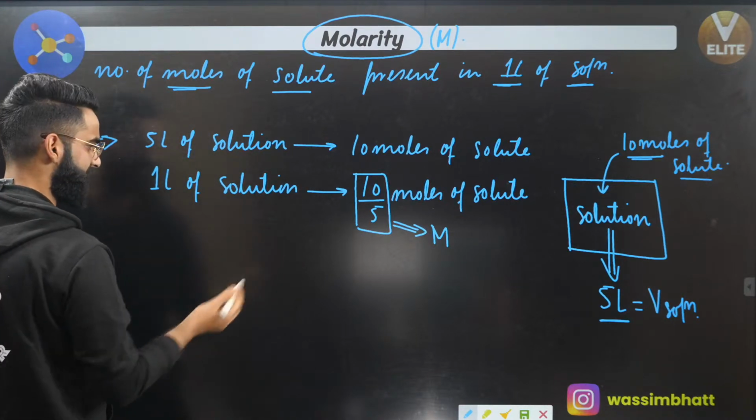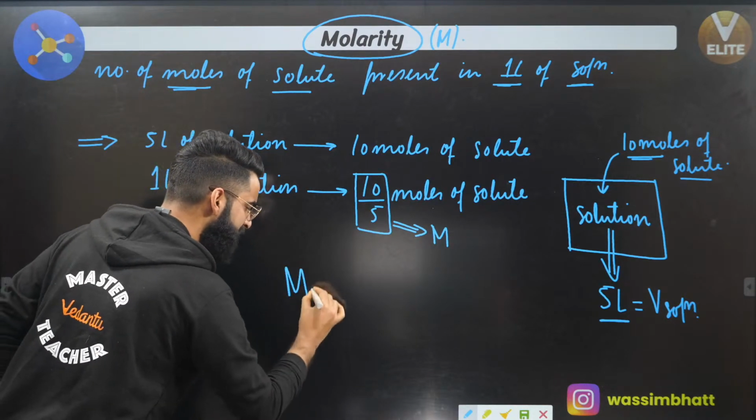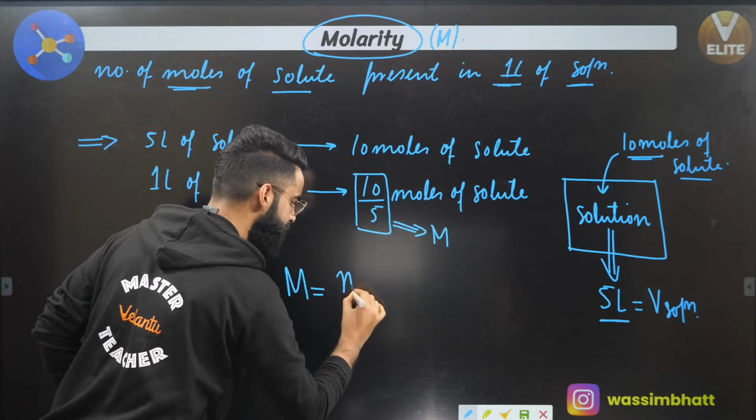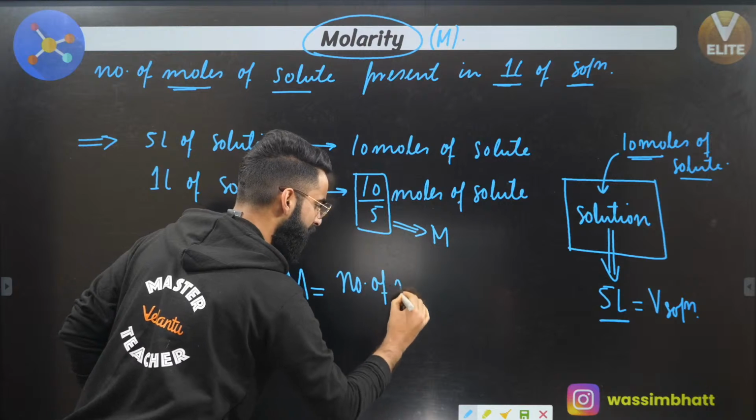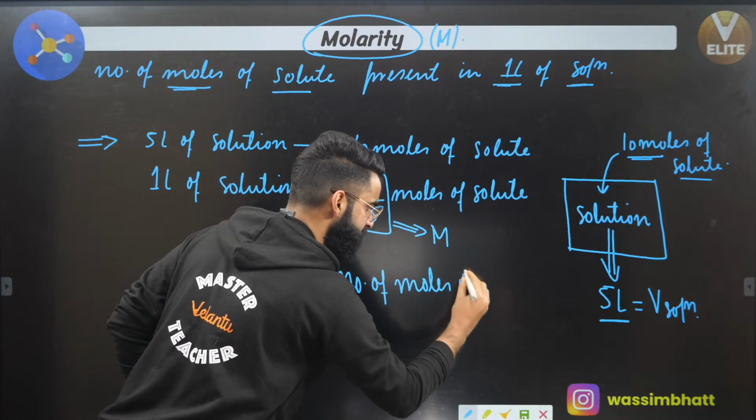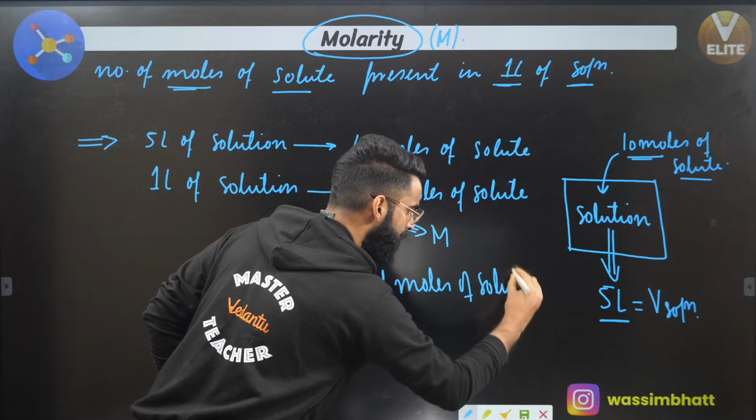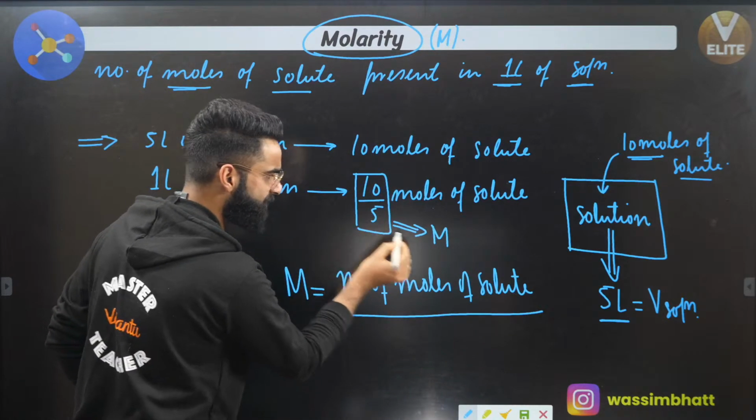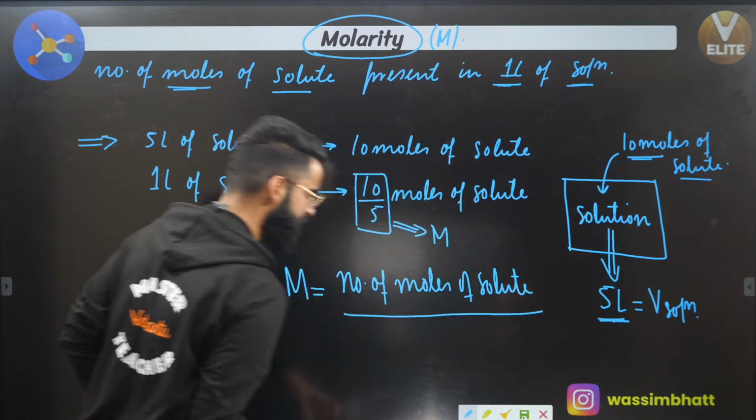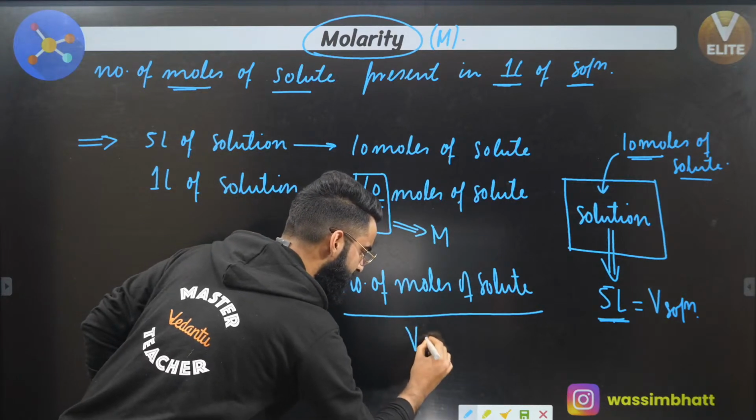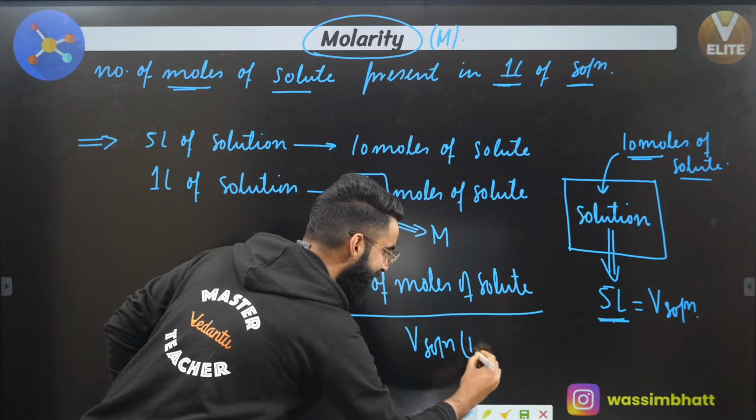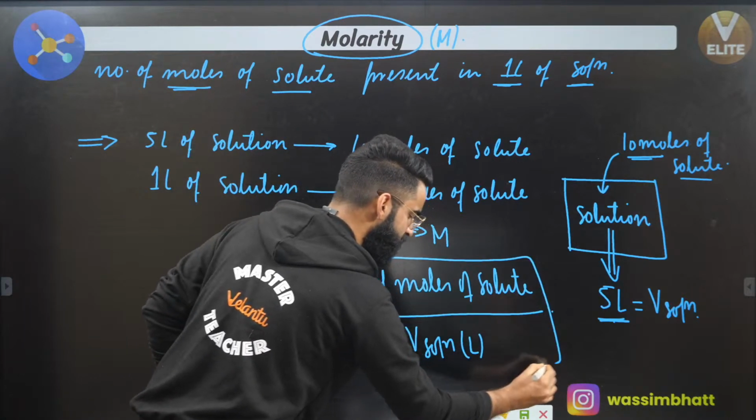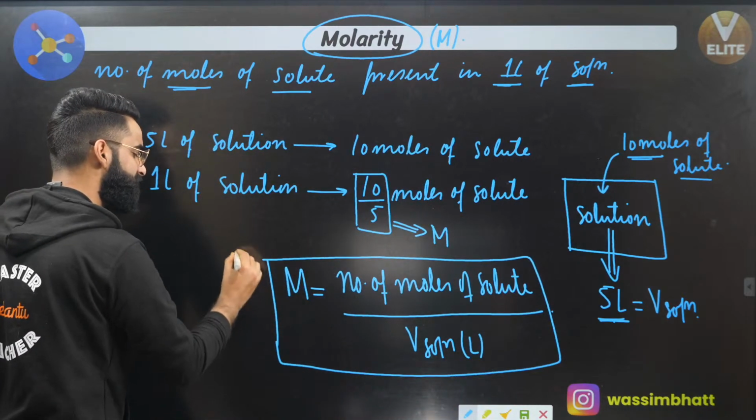So I can make its simple formula: molarity is equal to the number of moles of solute divided by the volume of solution in liters. This is one important formula by means of which we can calculate the molarity of any solution.